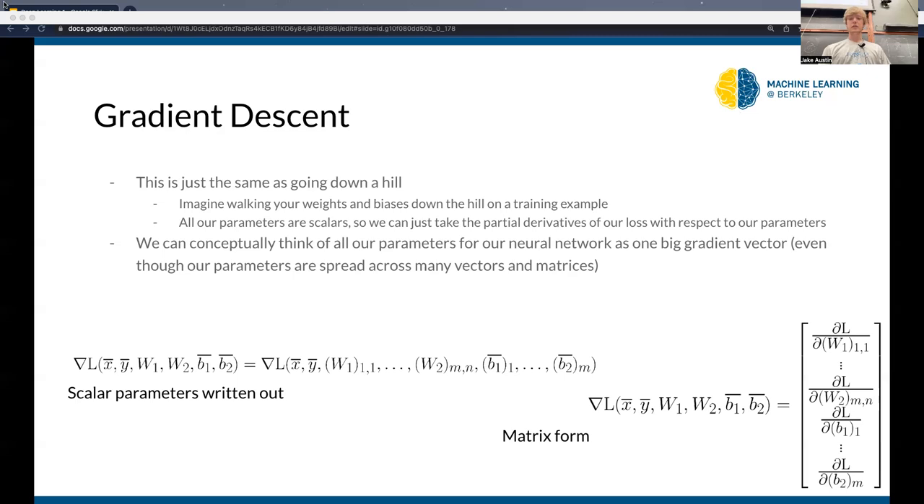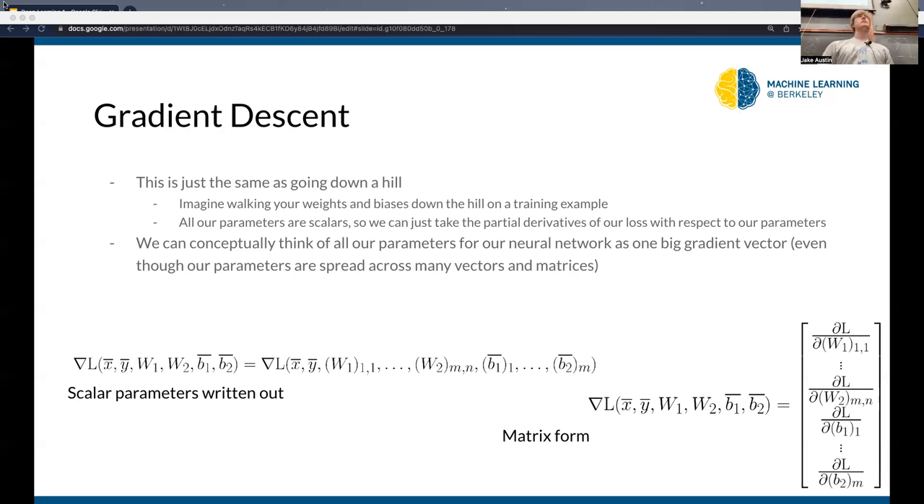This is kind of an unintuitive concept, so I imagine there's questions. And this idea is that we're just going to basically step down the hill. We're going to figure out which direction we can move all of our weights and biases so that it maximally decreases our loss function.